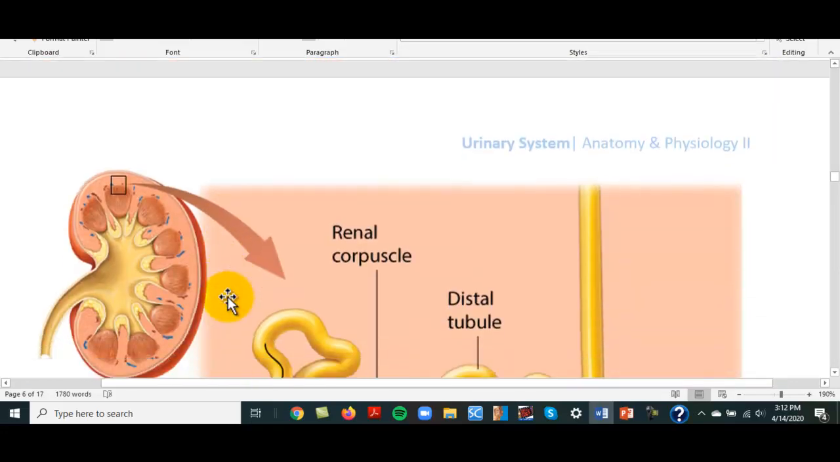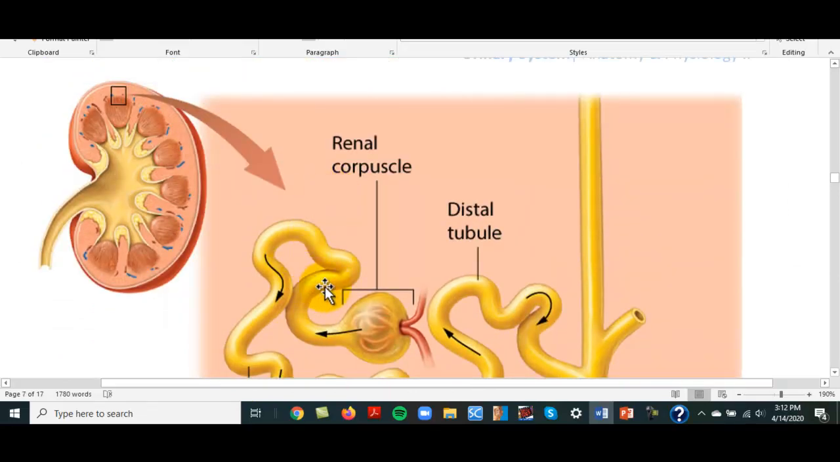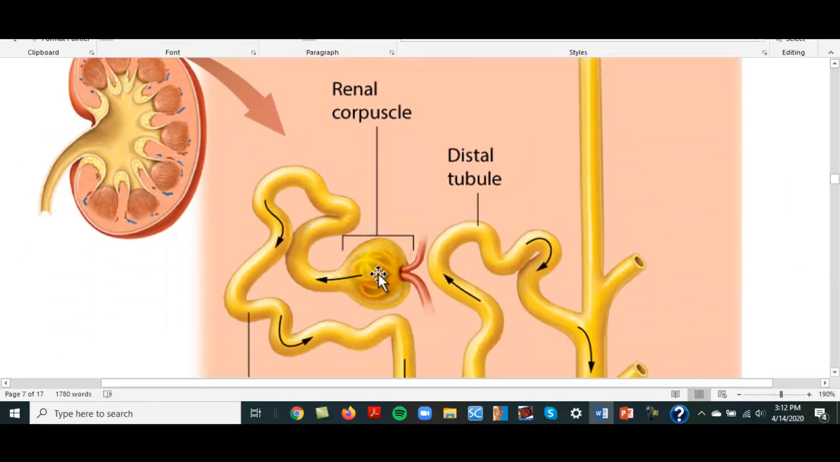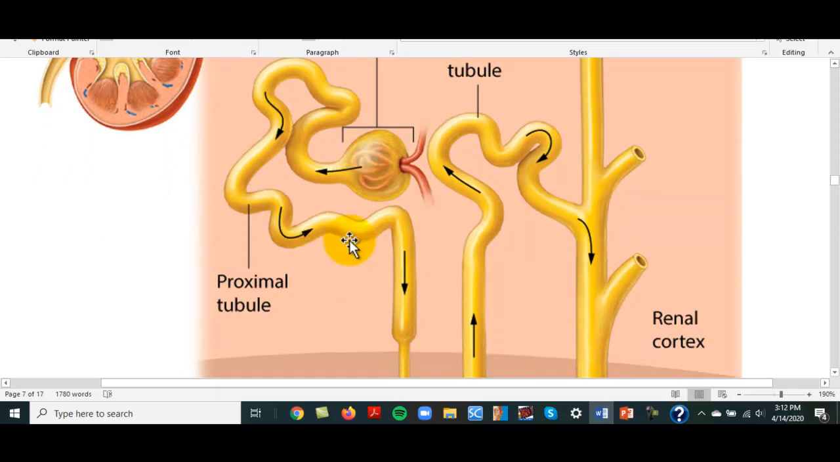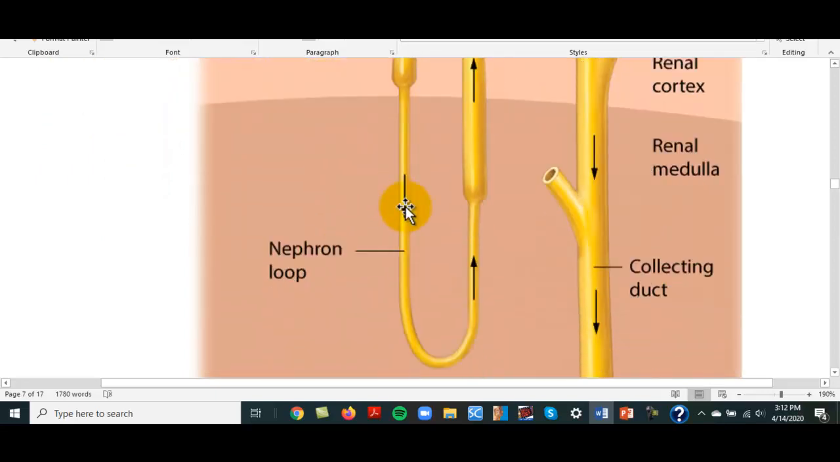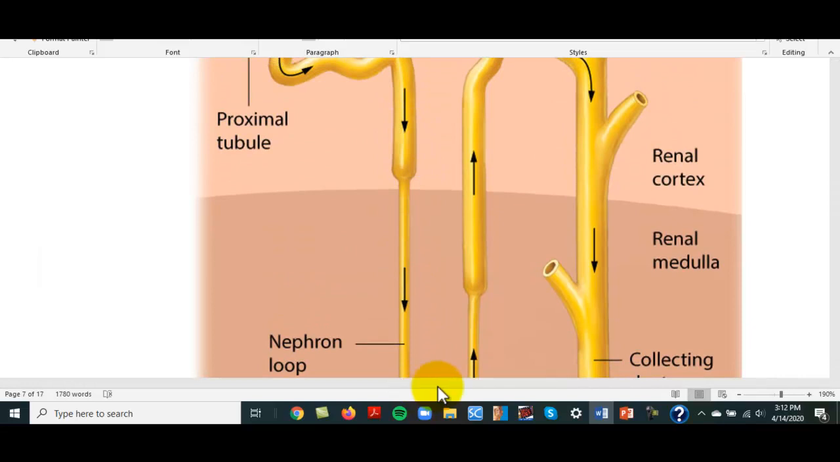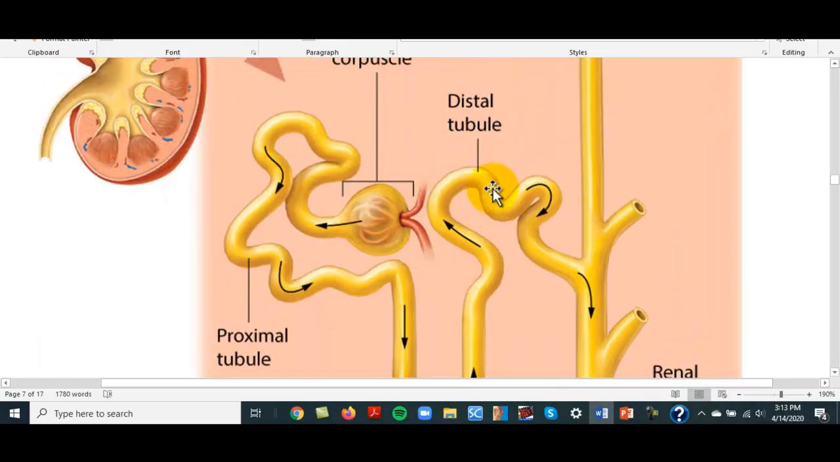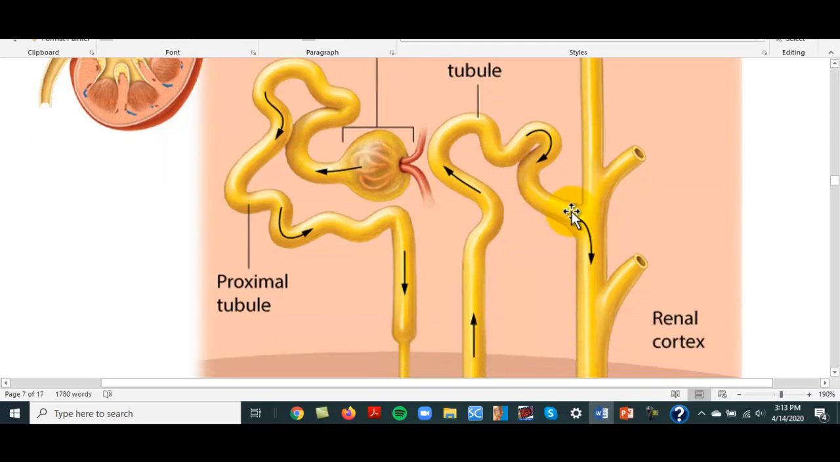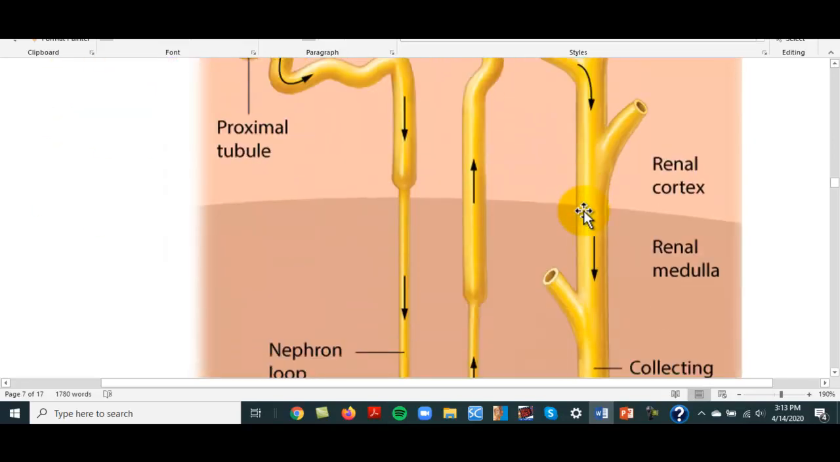Now, what I have here is a chart of the entire nephron. Here's the renal corpuscle, which is the glomerulus, and the renal capsule or glomerular capsule. Here's the proximal convoluted tubule. Here's the nephron loop, or loop of Henle. Here's the descending limb. Going up this way is the ascending limb. And then what you have all in here is called the distal tubule. That's where the nephron would end. And then this is called a collecting duct.